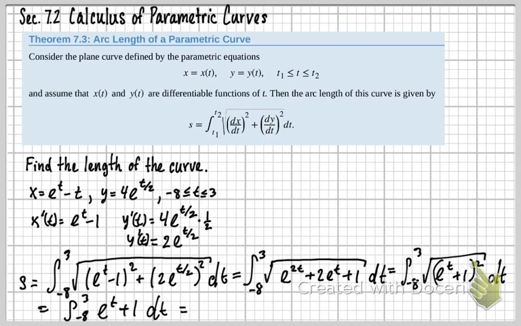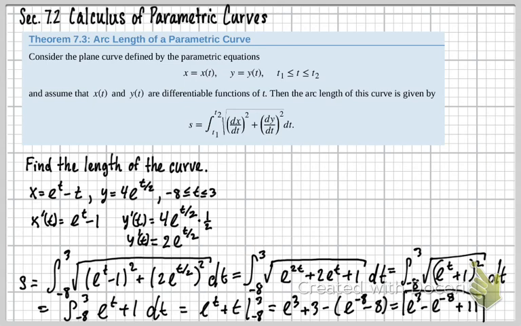So the integral of e to the t is e to the t. And then the integral of 1 is plus t. And that's going to be from negative 8 to 3. So this one's going to be e to the 3 plus 3 minus, and that's going to be e to the negative 8 minus 8. So then our final answer is going to be, so there's our answer. That's the arc length.